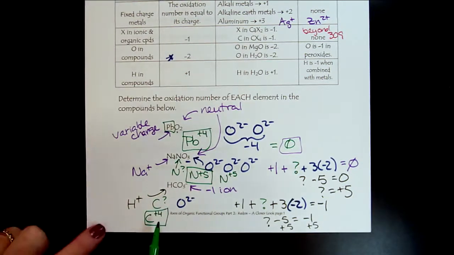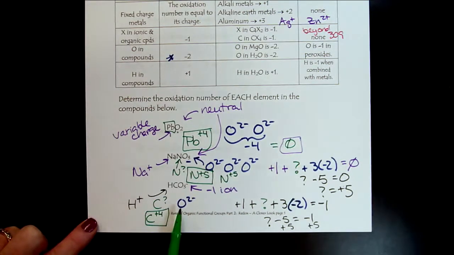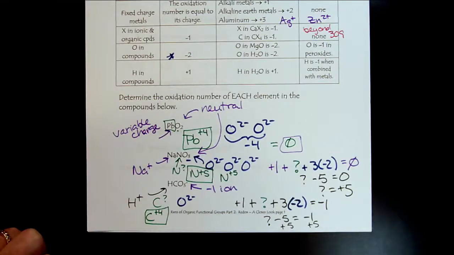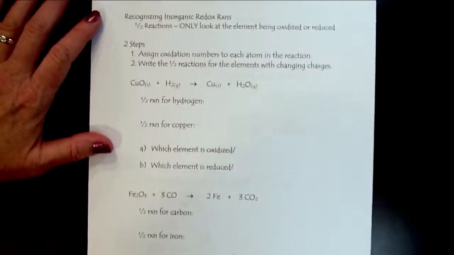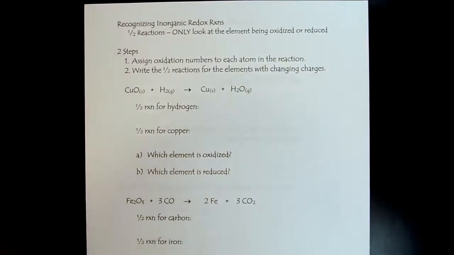So I'm emphasizing the one we had to figure out, but in a question, you would want to make sure to list the oxidation state of all of the elements in the compound or ion. Alrighty, so now that we're feeling comfortable with how to look at individual compounds, let's expand and start to look at chemical reactions.